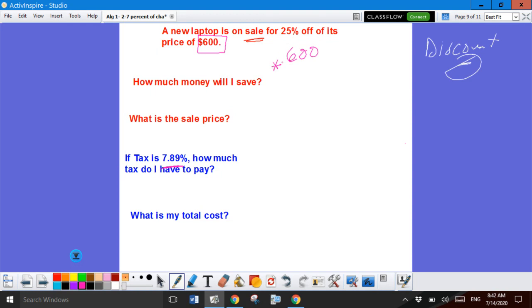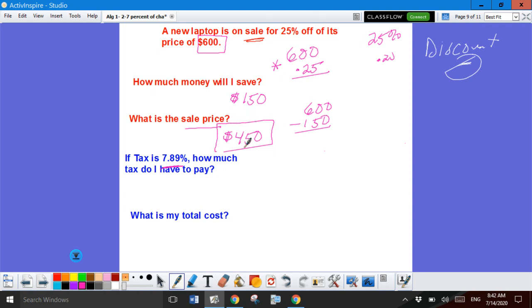And I'm going to multiply it. Well, 25% as a decimal is 0.25. So I'm going to multiply that by 0.25 because the first thing it's asking is how much money will I save? So 600 times 0.25 gives me $150. So I'm saving $150. So what is the price now of my laptop? So to find that, 600 minus 150. So original price minus my discount, 600 minus 150 is going to bring me to 450.